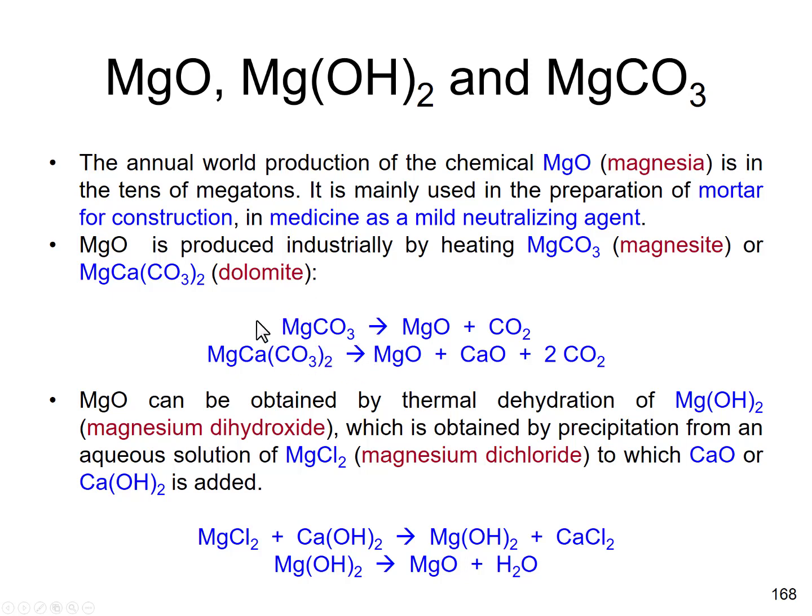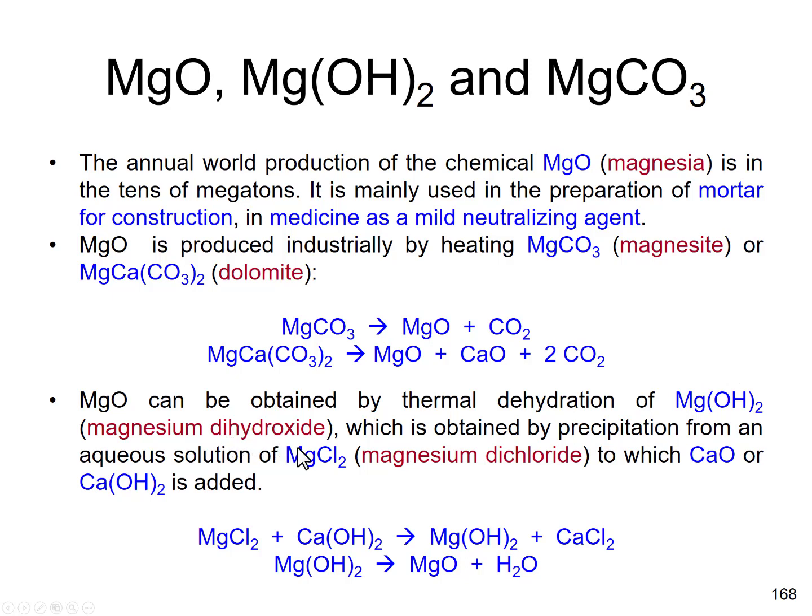So in these reactions, you simply have a thermal decomposition of the magnesium carbonate. By simply exposing magnesium carbonate to high temperatures, you lose CO2, and what remains is the magnesium oxide. The same reaction occurs with the mixed magnesium calcium carbonate, and in this case, of course, you would obtain the magnesium oxide along with the calcium oxide with liberation of carbon dioxide.